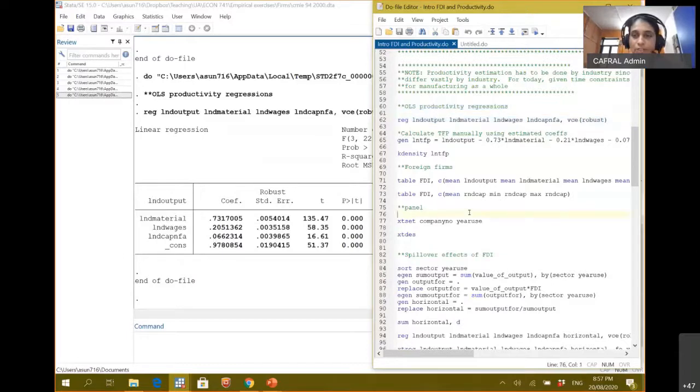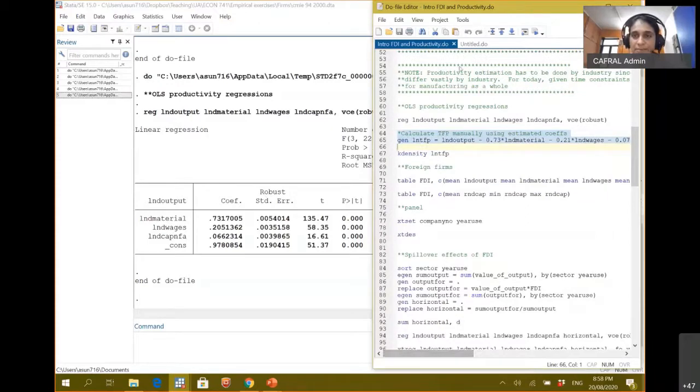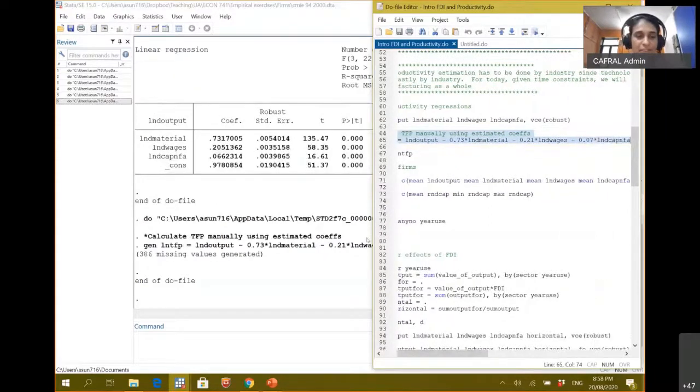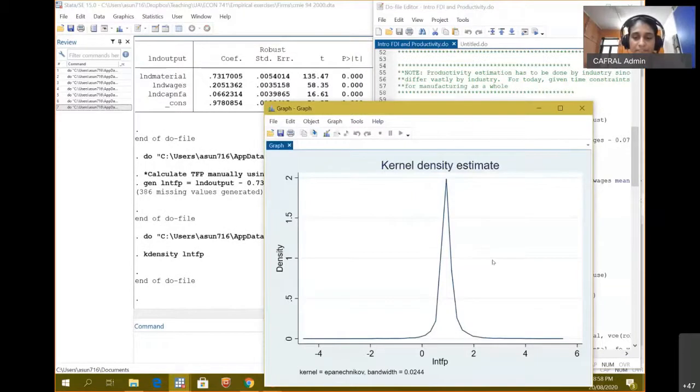Now, what do I do to estimate TFP? Remember that you just take the residual. So take the residual, which is output minus all of your coefficients times the materials, wages, and capital inputs. So I run that, and that will give me my log of TFP. And then I can plot this log of TFP. This looks strange because there are quite a few negatives. There's a very long tail here.